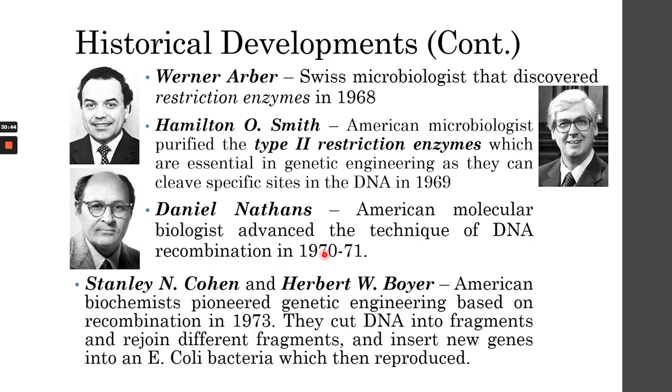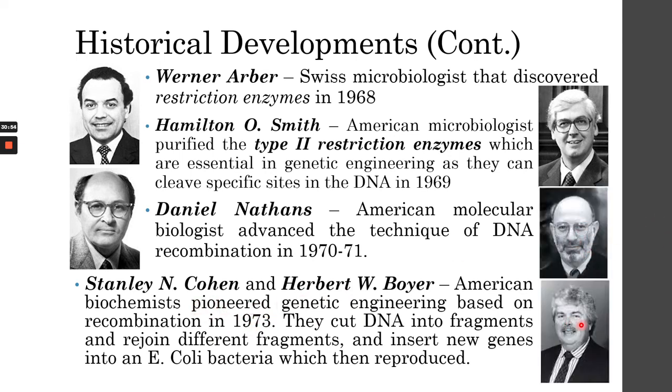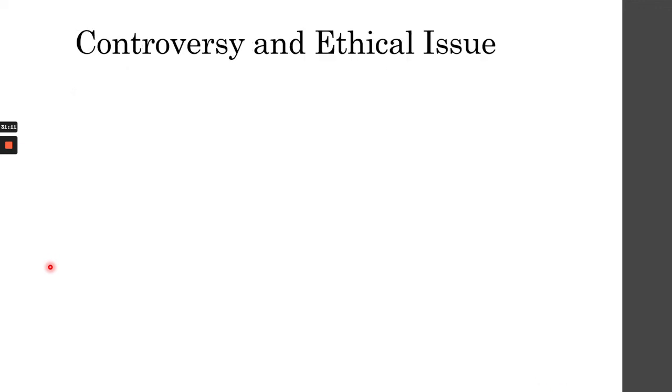And lastly, the two people that basically pioneered the study of genetic engineering based on recombination in 1973 are Stanley Cohen, this is his picture, and Herbert Boyer. Here's his picture right here. So they cut the DNA into fragments and then rejoined them, basically creating the whole process of recombinant DNA technology. So these are the important people that are behind the development of recombinant DNA technology.